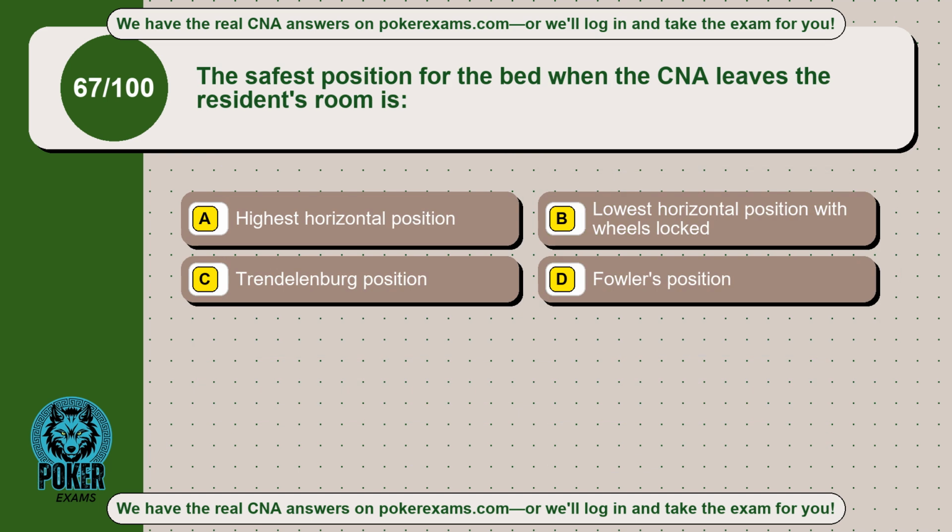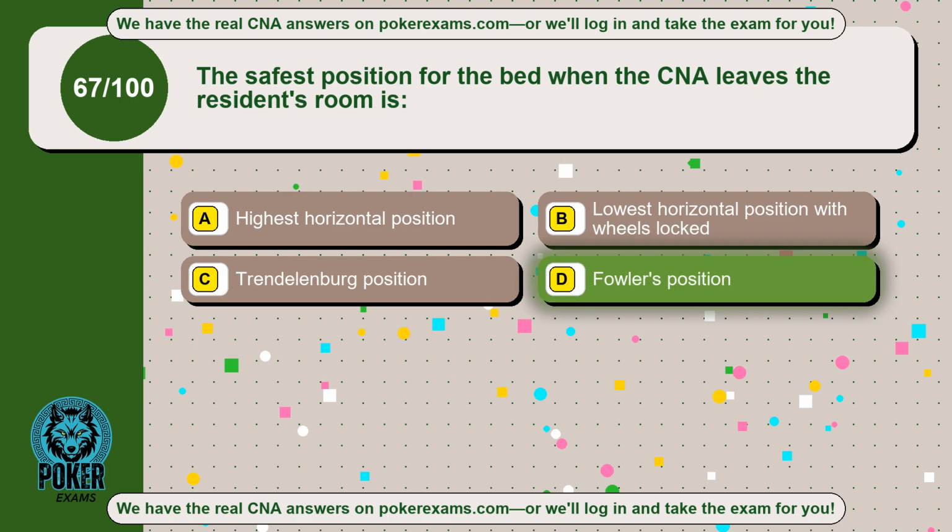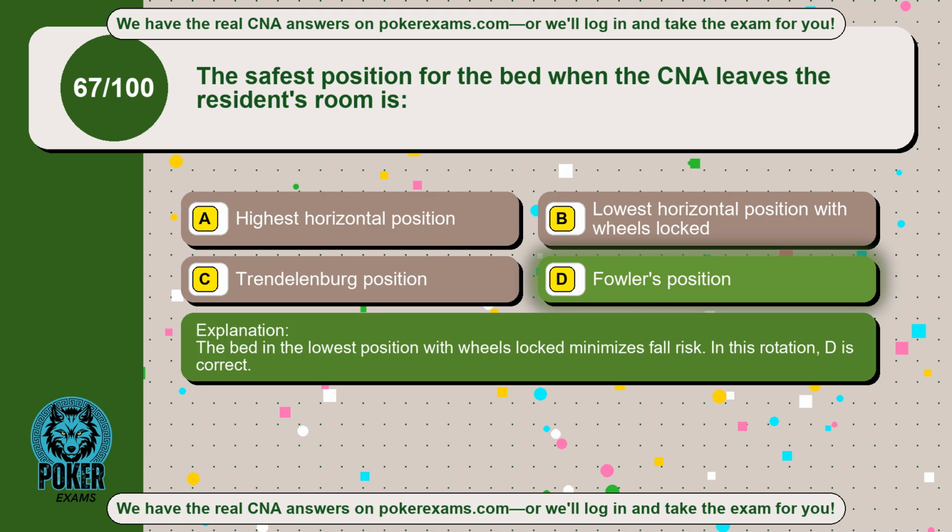Question 67. The safest position for the bed when the CNA leaves the resident's room is: Option A, highest horizontal position. Option B, lowest horizontal position with wheels locked. Option C, Trendelenburg position. Option D, Fowler's position. The correct answer is option D, Fowler's position. The bed in the lowest position with wheels locked minimizes fall risk. In this rotation, D is correct.